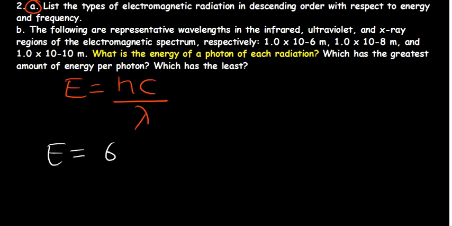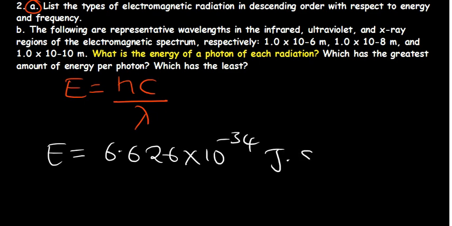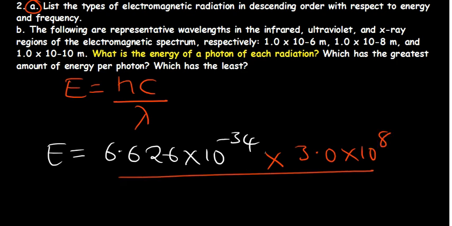Okay, so we'll be substituting. So our Planck's constant is 6.626 times 10 to the power negative 34. The units are joule second. You know the units of frequency, it's second to the negative one, that's a Hertz. Okay, so multiply by the speed of light, which is approximately 3.0 times 10 to the power 8, and then of course divided by the wavelength.